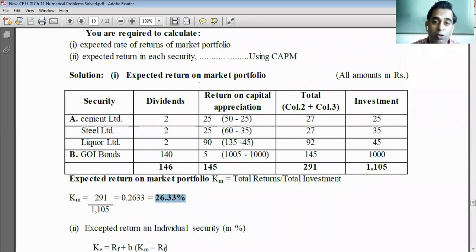It means that on all these investments, this is an example of a market portfolio. Investments are made in different securities so that the risk can be diversified. If the returns on any security are lesser, it will be compensated by the higher returns in other securities. So the total returns from all these investments is 26.33%. That is the return on market portfolio, and this is an example of a market portfolio, a simple, smaller one.